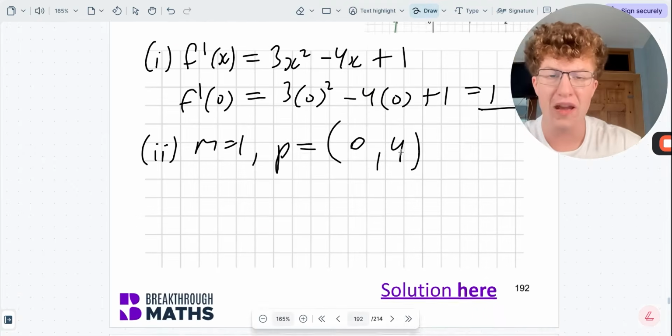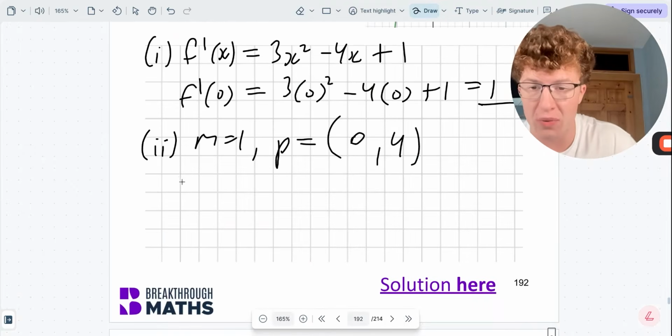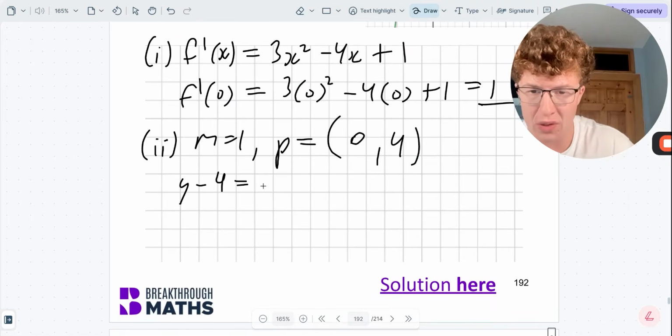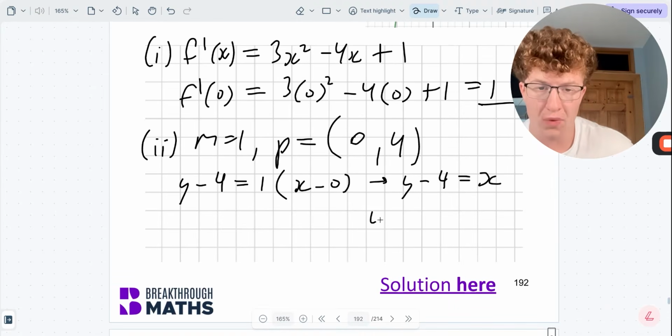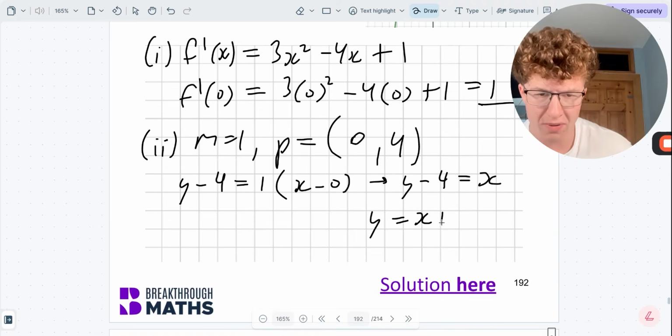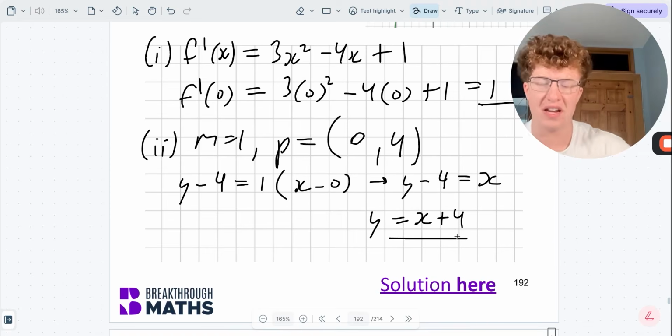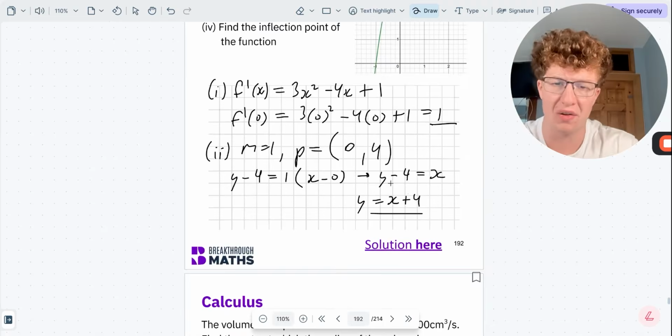So we have the point, we have the slope. Now all we're going to do, y minus y1 is going to be y minus 4 is equal to m, 1 times x minus 0. So that's going to give you y minus 4 is equal to x, or y is equal to x plus 4. So that's the equation of the line. You can write it whichever way you like, but that's how I'm going to leave it.